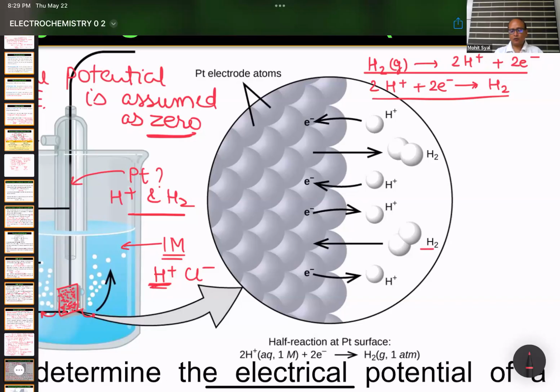So you can see this is an H2 molecule. It can collide with the platinum, lose its electron and change to H plus. And the H plus ions can accept the electrons. So both ways it can happen. Is it clear?